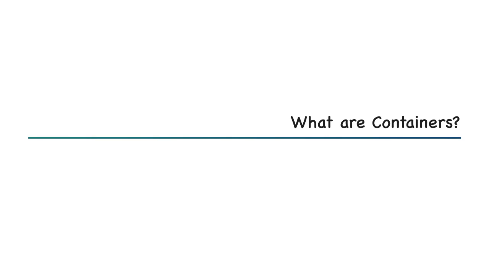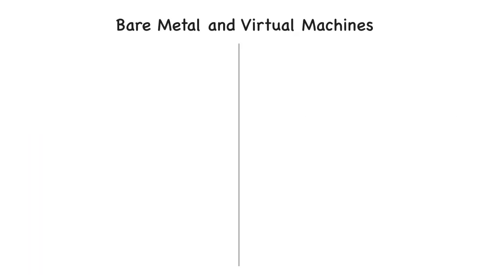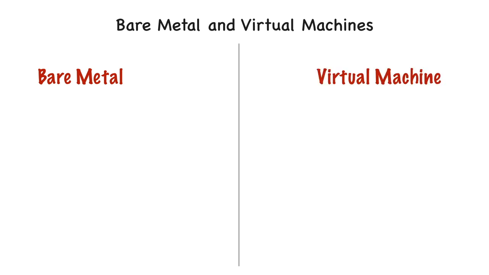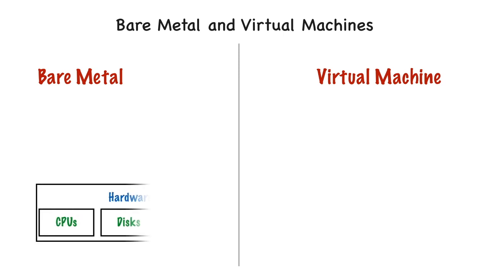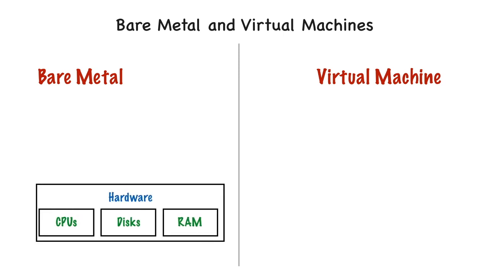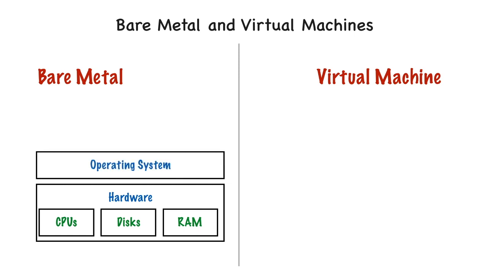In order to understand what exactly containers are, it makes a lot of sense to compare them to two of their precursors, that is, bare metal and virtual machines. So let's first start by understanding what the term bare metal refers to. This is a machine that is hardware infrastructure with an operating system on top of it.